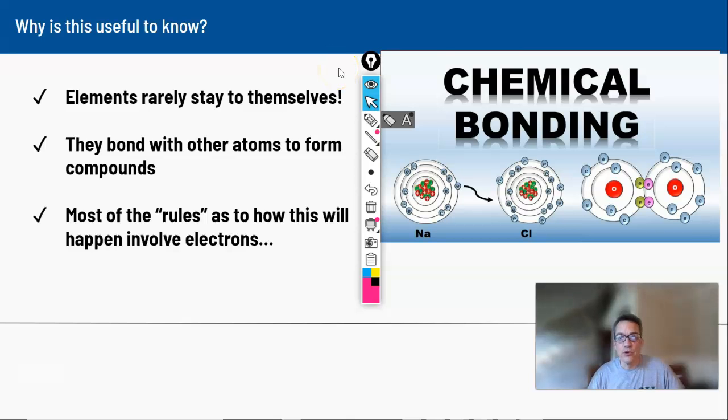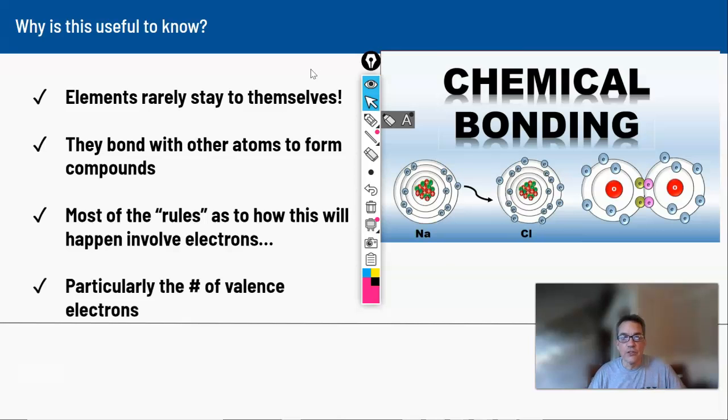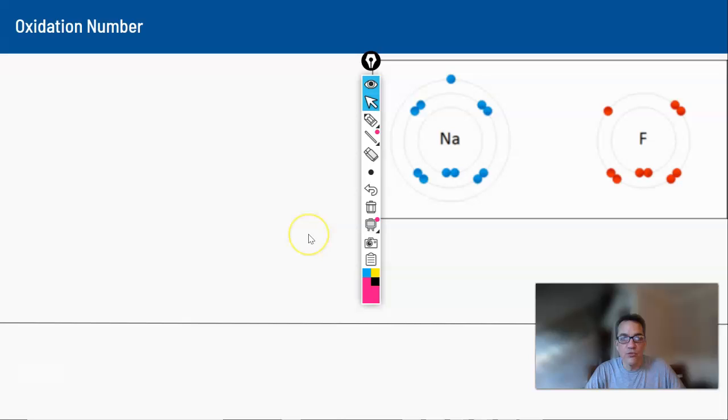So if we know how many electrons an atom has on its outside shell, then it's oftentimes a lot easier to predict what's going to happen in terms of the bonding it would make. So the number of valence electrons is going to be an increasingly important thing as we move forward.